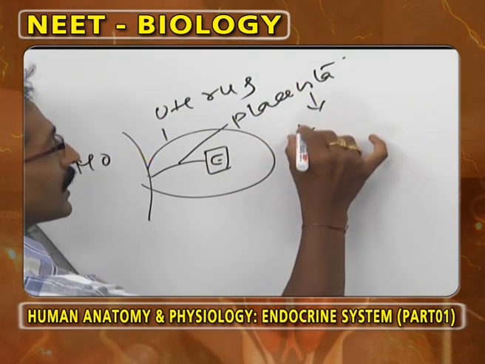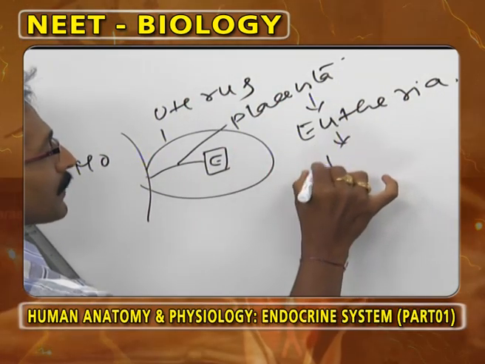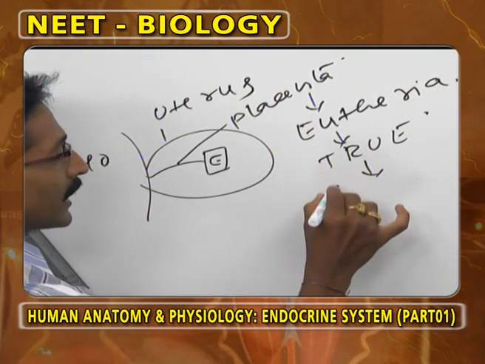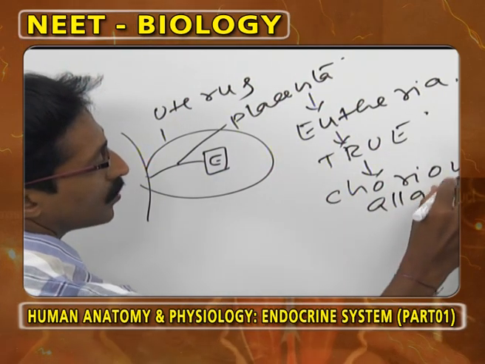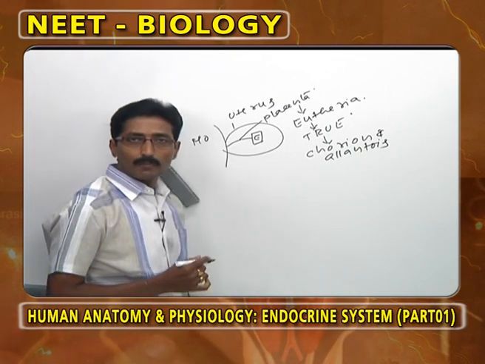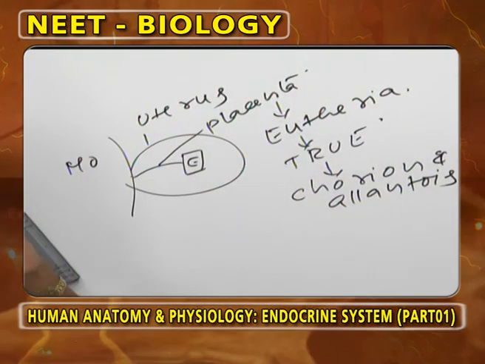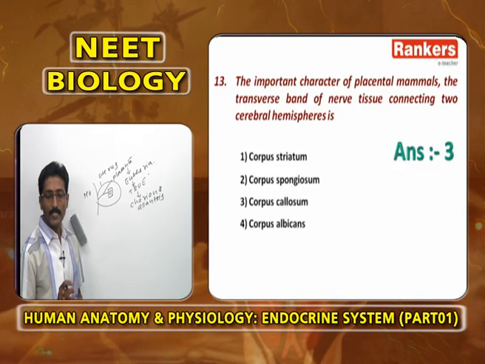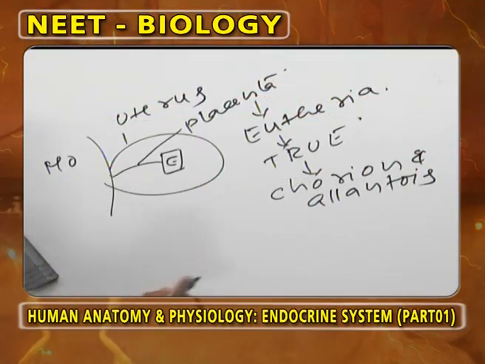Now in case of eutheria, what type of placenta is present? True placenta. What is meant by true placenta? It is made by chorion and allantois. If the placenta is made by chorion and allantois, it is called the true placenta. Now here what they are asking? The important character of placental mammals, the transverse band of nervous tissue connecting two cerebral hemispheres.